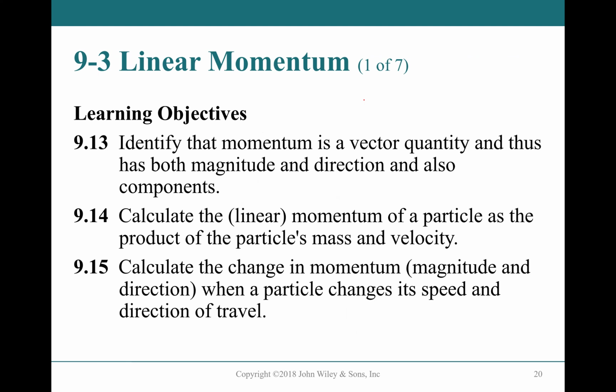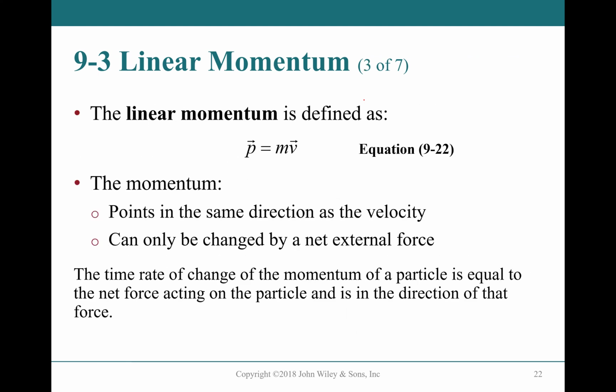Once we know the definition of COM, we are going to talk about momentum. The linear momentum is defined as P equals mv. We talked about this before. Momentum points in the same direction as the velocity, so it's a vector, and it can only be changed by a net external force. The internal forces of the system will not change the momentum of the object, okay? The time rate of change of momentum of a particle is equal to the net force acting on the particle, and is in the direction of that force.